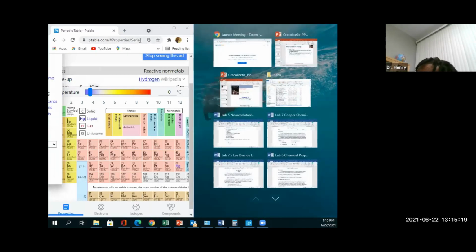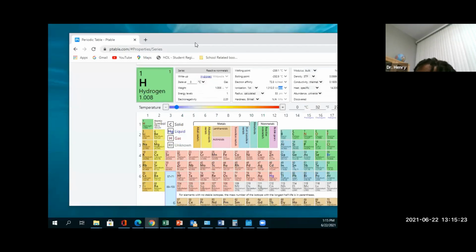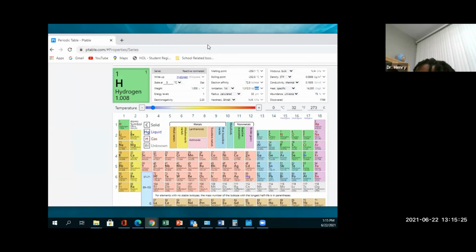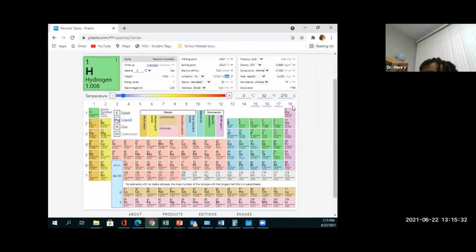Okay, so if we look on the periodic table, I have no idea what's going on here. Okay. I hate the screen. Yeah, if you could do that, that would help a little bit. Okay.